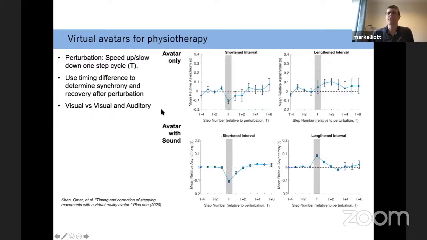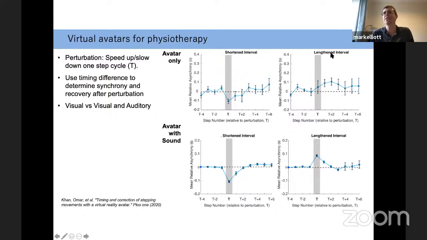So here's the results. At the top, we have the avatar only condition, and we can see where we shorten the interval at time t here. This is where the phase shifts occurred, and we can see the bigger asynchrony occurring here. But the participants do correct back in time after about 3 steps.